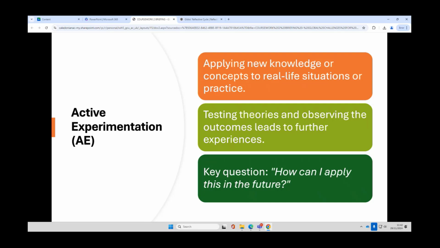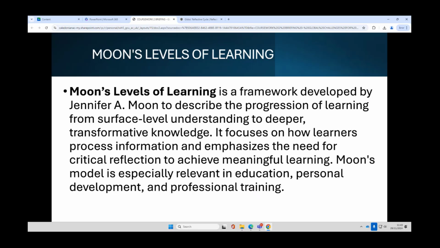And finally, active experimentation, more like applying that in an action plan. Applying new knowledge or concepts to real life situations or practice. What is that new knowledge? The knowledge that you've gained by reflecting on your experience. Testing theories and observing the outcomes leads to further experiences. And the key question is, how can I apply this in the future? So what can I do to make my future better if I was to do the same kind of exercise? And the final framework that we have is Moon's levels of learning.